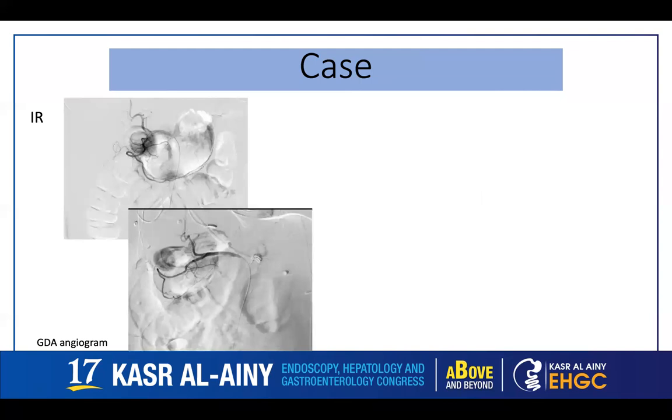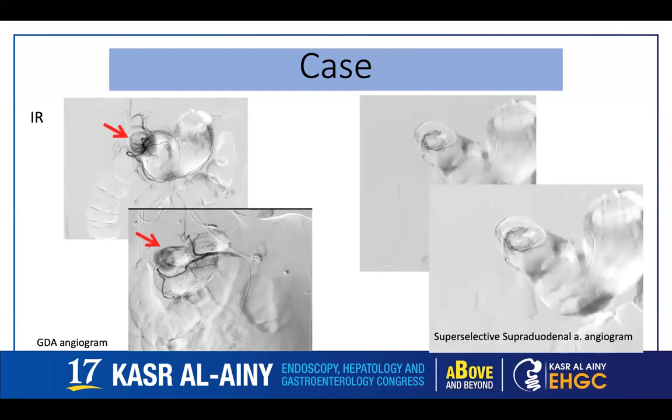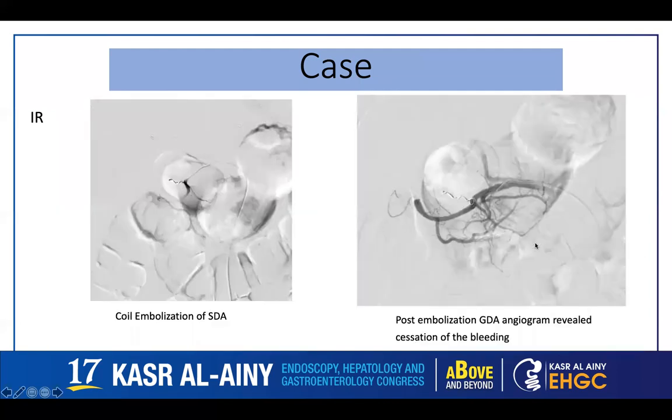We did a GDA angiogram because the bleeding was upper GI bleeding, and you see here a small branching bleeder from one of the proximal branches of the gastroduodenal artery, which is the supraduodenal artery. We entered very selectively with the microcatheter. We confirmed the bleeding here, and we embolized it with one coil here, very selective. We embolized the supraduodenal artery, and this is the picture after the embolization, revealing cessation of any bleeding.